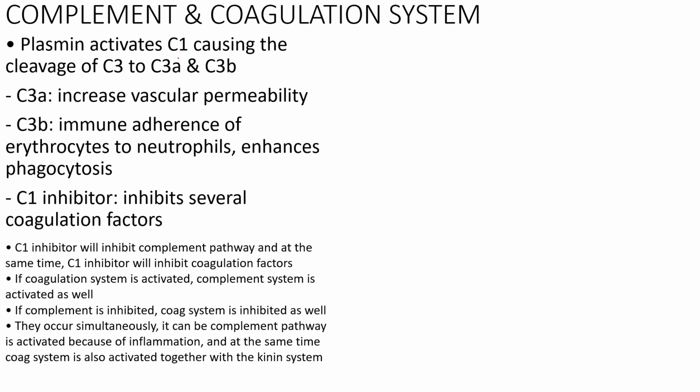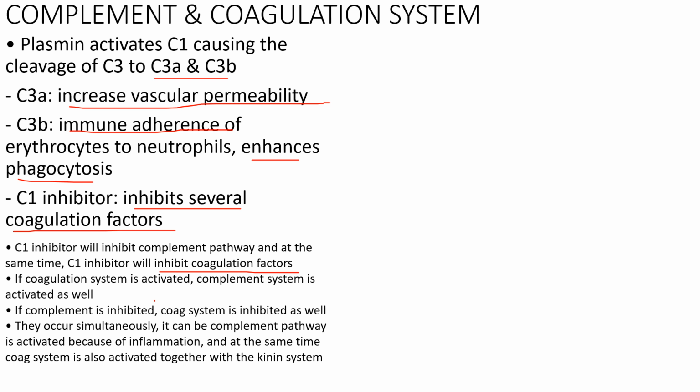Now, plasmin activates C1, causing the cleavage of C3 to C3a and C3b. C3a would increase vascular permeability. C3b would cause immune adherence of erythrocytes to neutrophils and would enhance phagocytosis. C1 inhibitor inhibits several coagulation factors. The C1 inhibitor will inhibit the complement pathway, and at the same time, it would also inhibit coagulation factors.